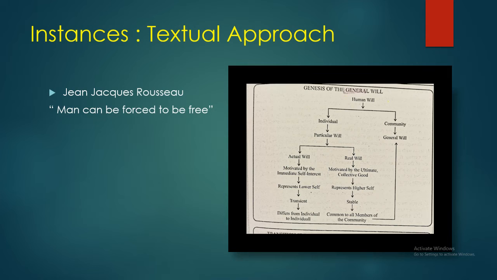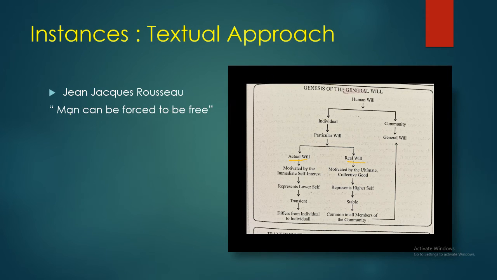He says that there is something called human will, meaning individual will, and it has two components. An individual may have two kinds of will: actual will and real will. Actual will is primarily motivated by our self-interest, and that's why it represents the lower self and differs from individual to individual. So actual will means selfish will or selfish interest. Real will is the ultimate selfless kind of will, of the higher self, and this is important for the community. When you leave your self-interest, then you can talk about the larger community. So here he makes the difference between actual will and real will.